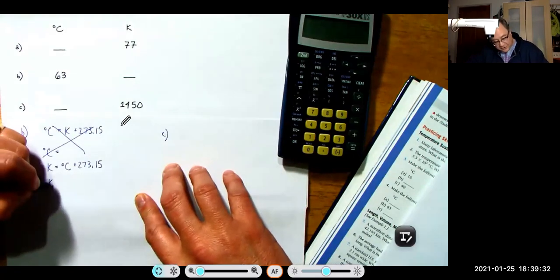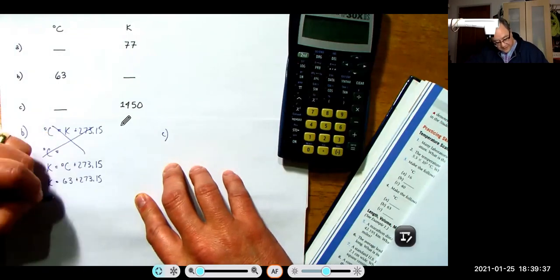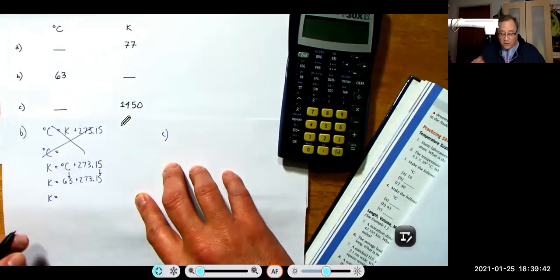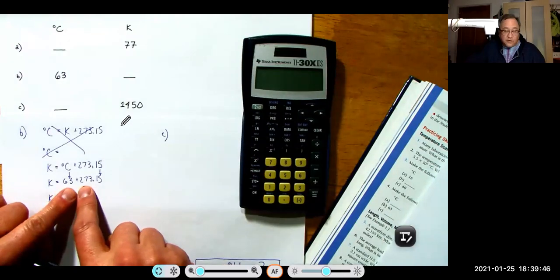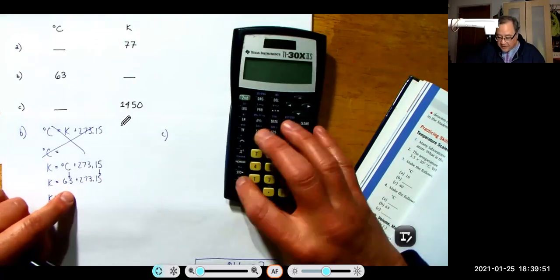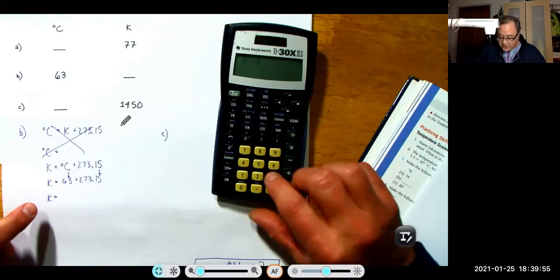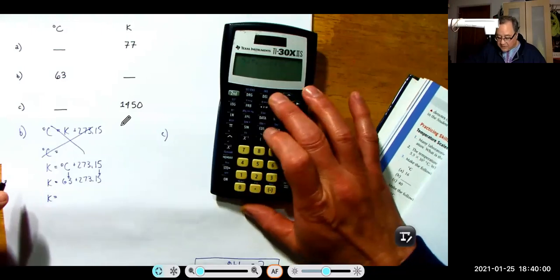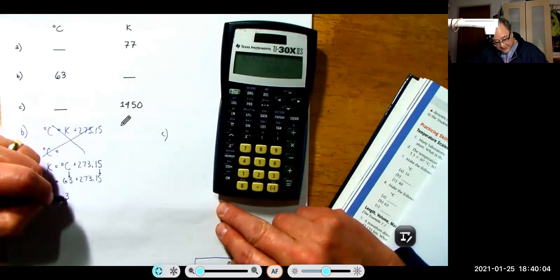So K is equal to 63 plus 273.15. So this is good to the ones and this is good to the hundredths. So I'm going to round to the ones. And I can see that when I add these up in my head, I'm going to get over 300, but not quite to 350. So I expect the answer to be somewhere in the middle there. So 63 plus 273.15. Okay. So I get 336, and that's the Kelvin.